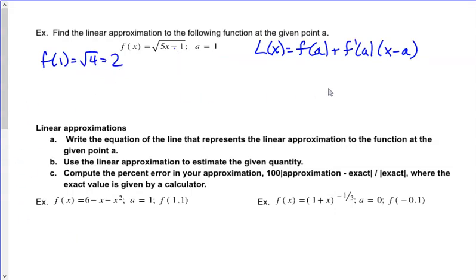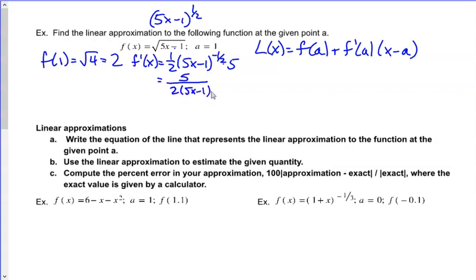Now, I also need to know what f prime of 1 is as well. That means I now have to take the derivative of this function. I'm going to write this function as 5x minus 1 to the 1/2. I'm going to bring my 1/2 out front, decrease that power by 1 using my chain rule, and then take the derivative of the inside, which is a 5. If I want to rewrite that, I'm going to put 5 on top, the 2 would be on bottom, and then this 5x minus 1 to the 1/2, or the square root of that, would be what I have.